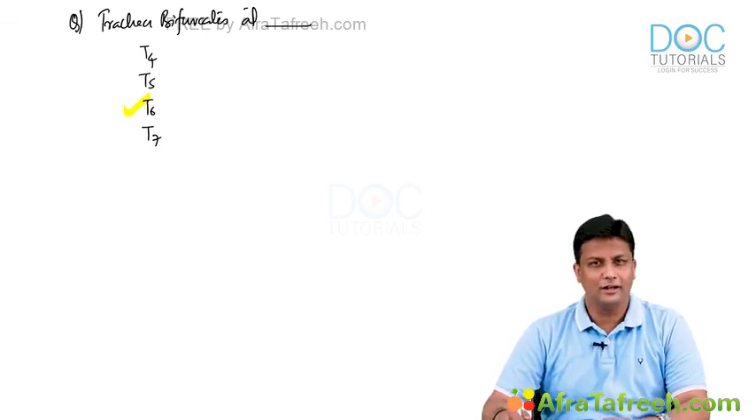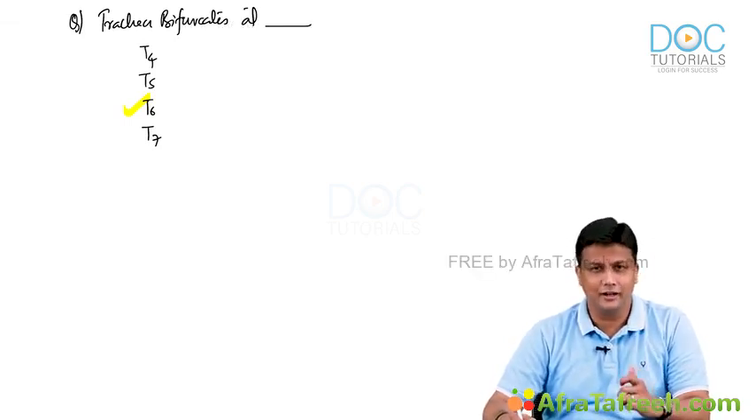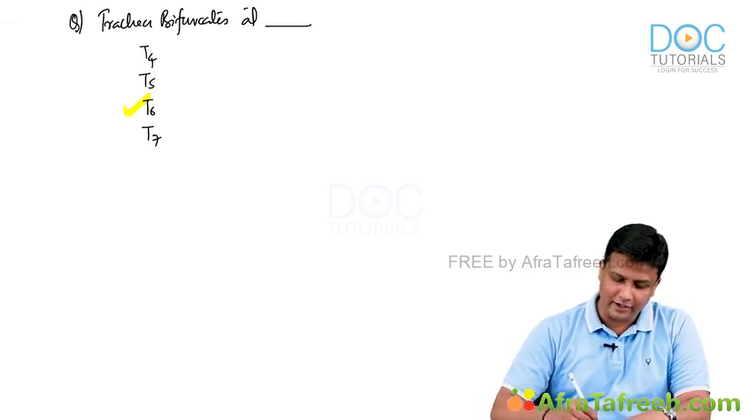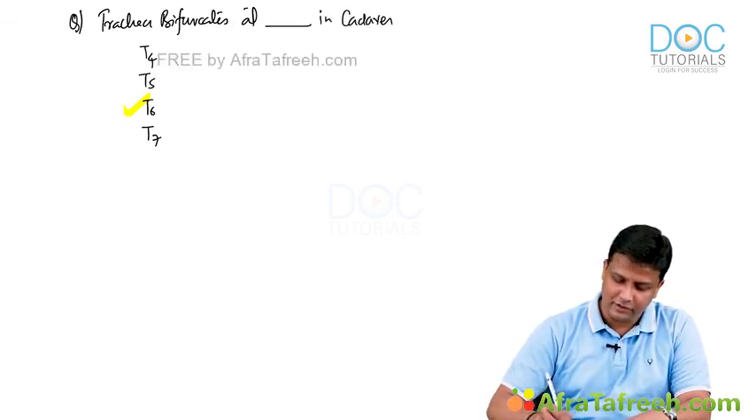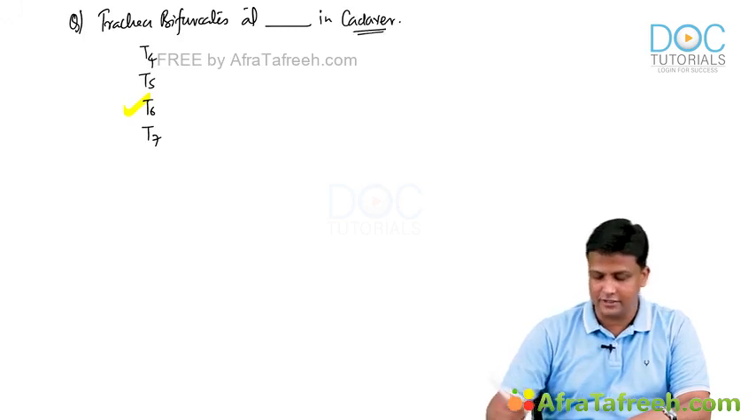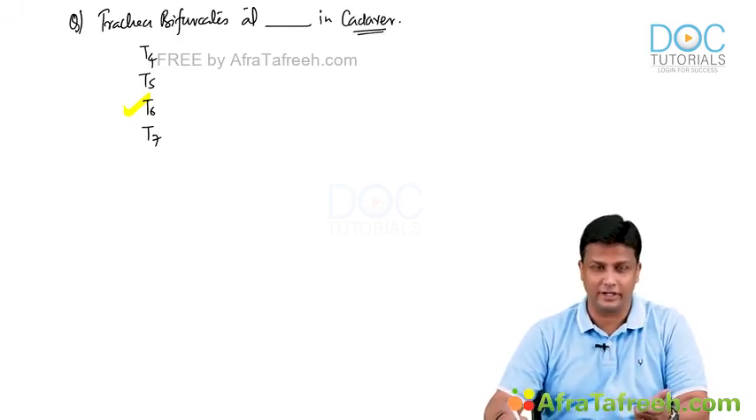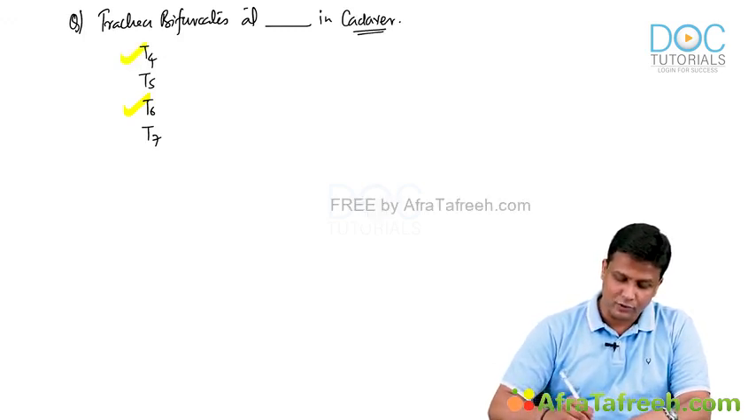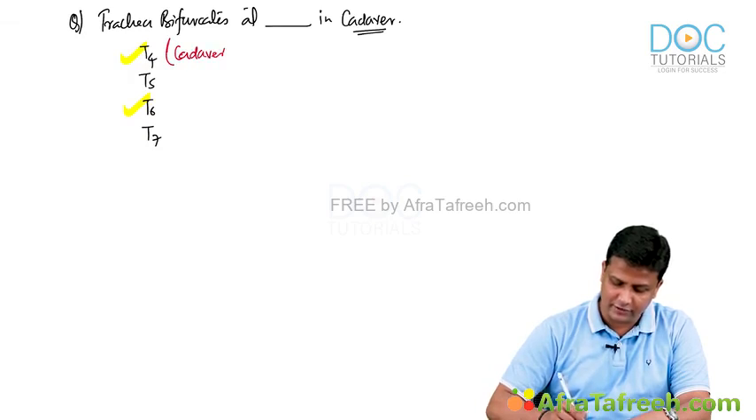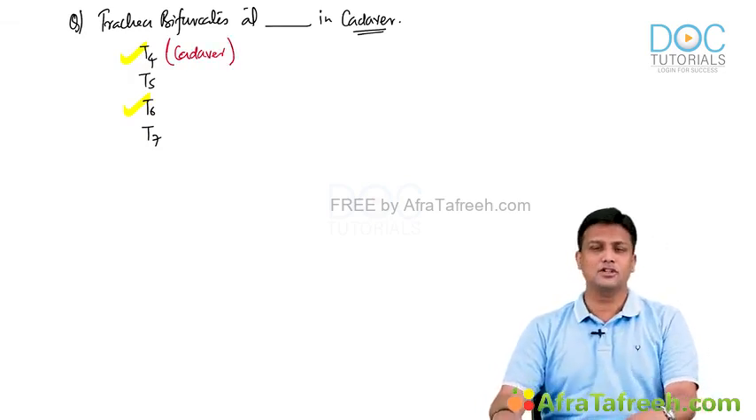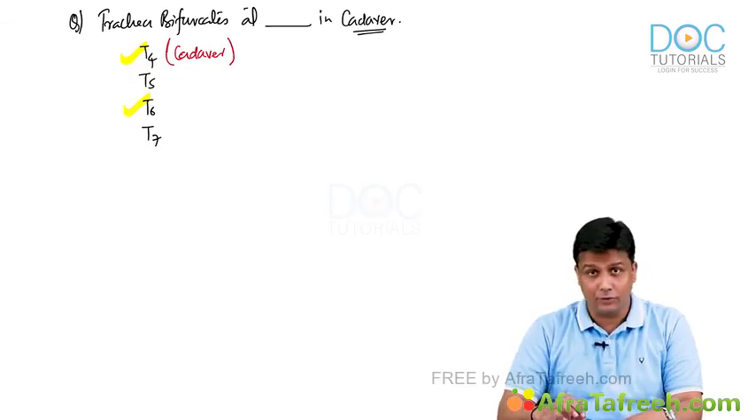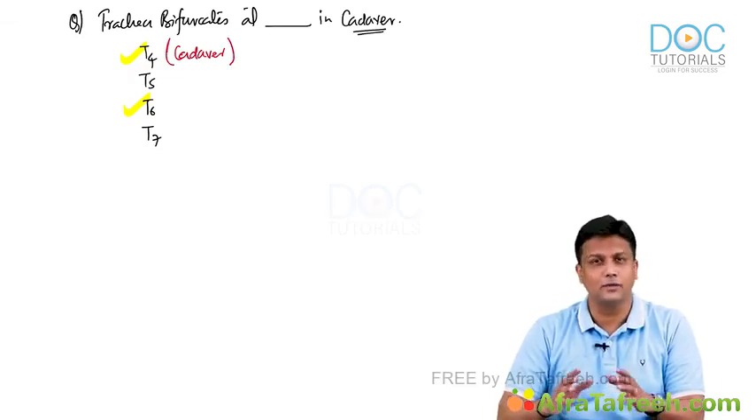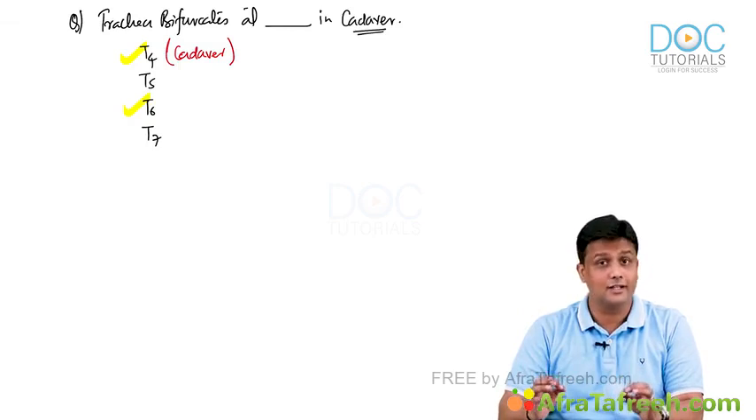Now, let me just modify this question a little bit over here. Trachea bifurcates at dash in cadaver. If the word cadaver is given, cadaveric bifurcation of trachea, then your answer has to be T4. So you have to just look into the question. Don't confuse yourself. If the word cadaver is given, cadaveric bifurcation of trachea will be at the level of T4. If that word cadaver is not given over there, then please mark the answer as T6.